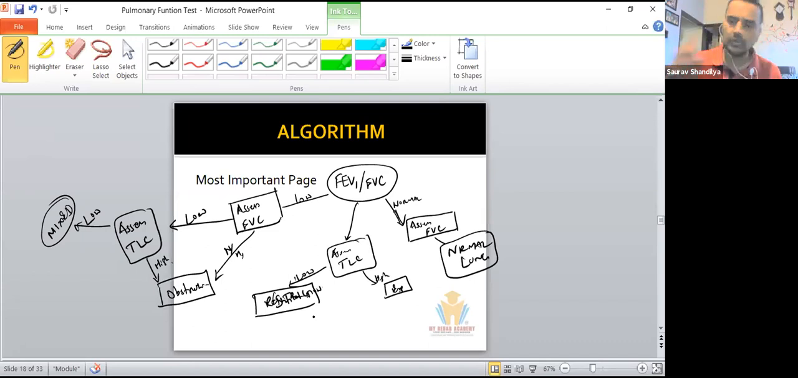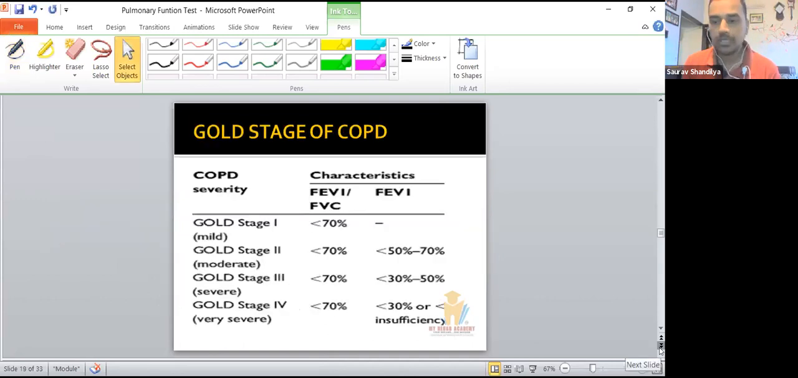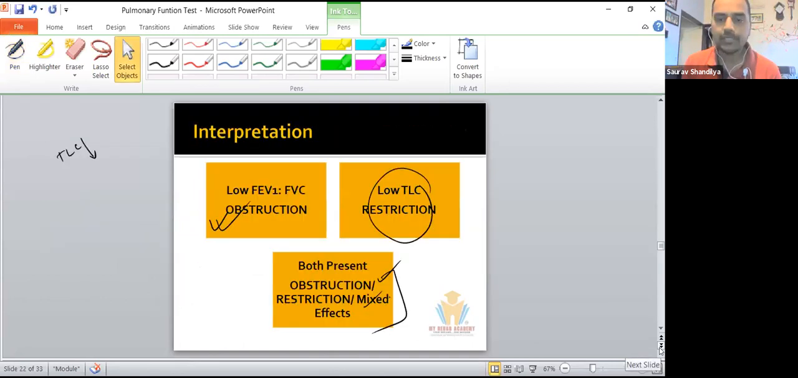And one more thing. This is all what we are talking about, obstruction, restriction, or mixed type of defect. Where is the pulmonary vascular disorder? We are not able to see the pulmonary vascular disorder in all this algorithm. To know about those pulmonary vascular disorders, now we have to go and talk something about the DLCO. DLCO is an extremely important concept.